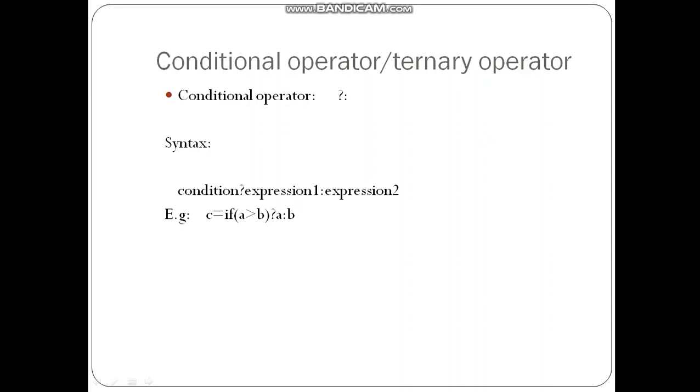Now let us see one example. Here we are writing c equal to, so whatever is the answer it will be stored in c. So if a is greater than b, if this condition is true, then a will be stored in c, and if this condition is false, then b will be stored in c. The program for conditional operators we will see in the next video.